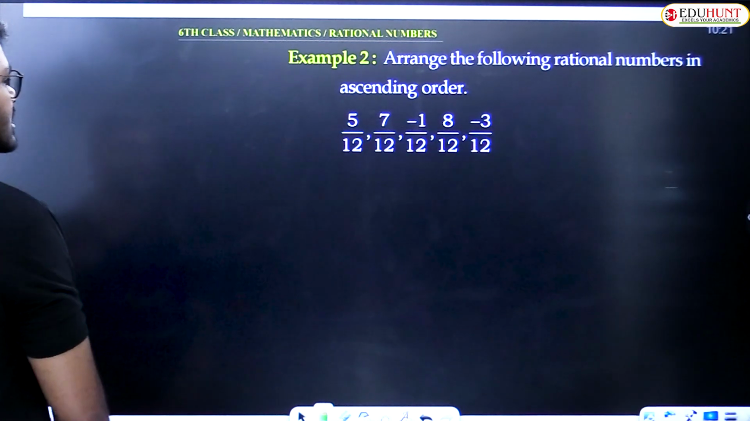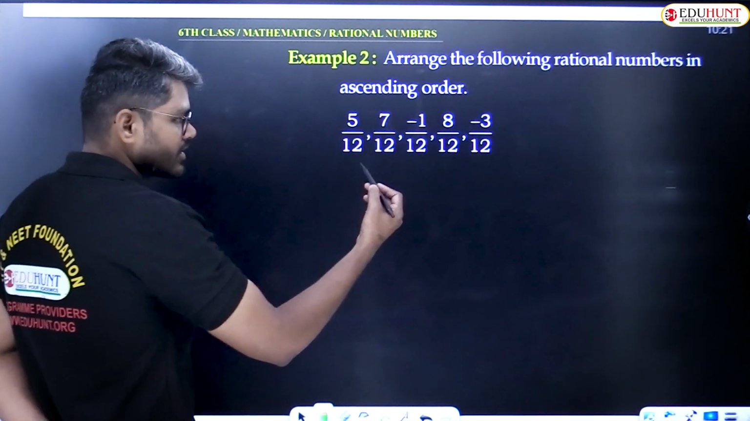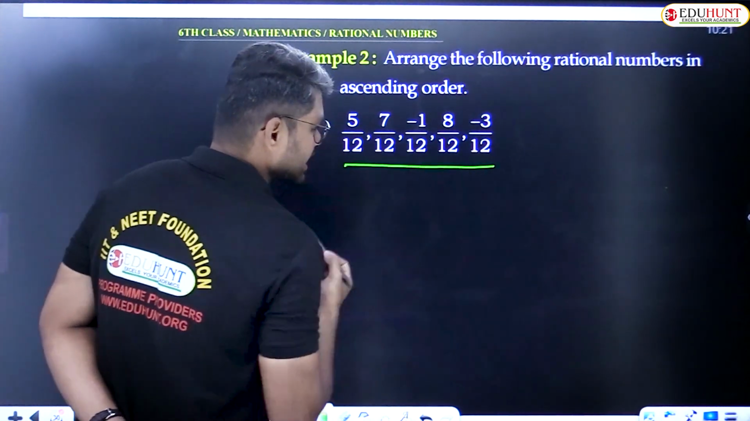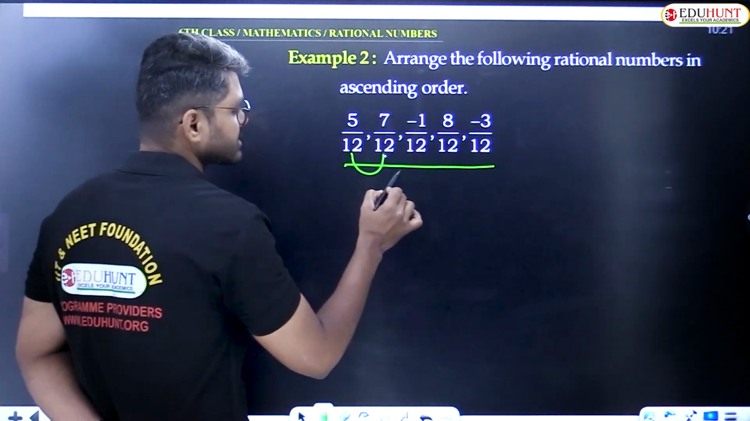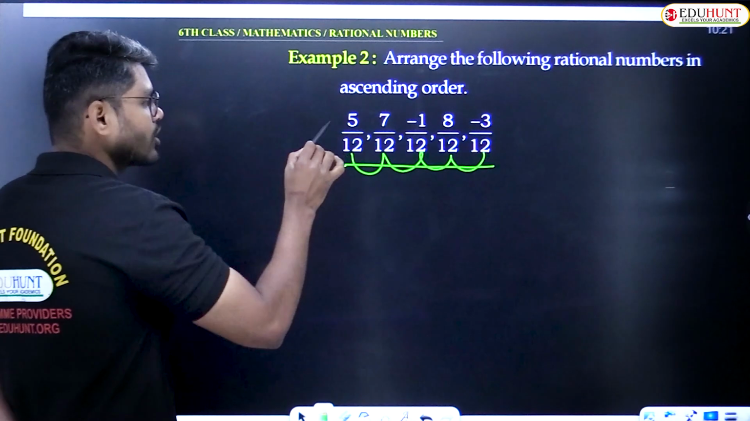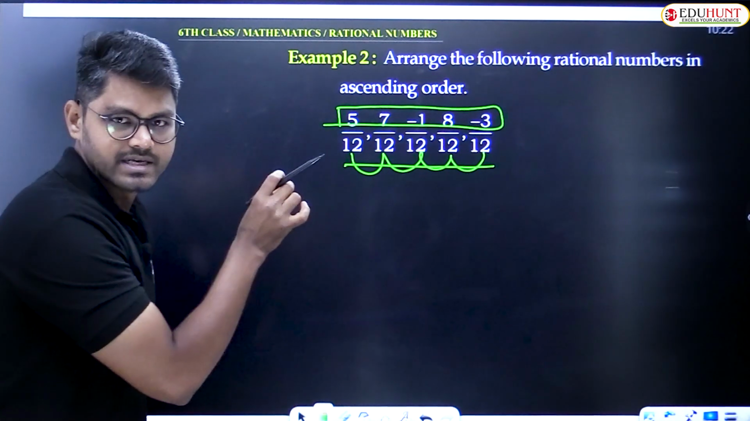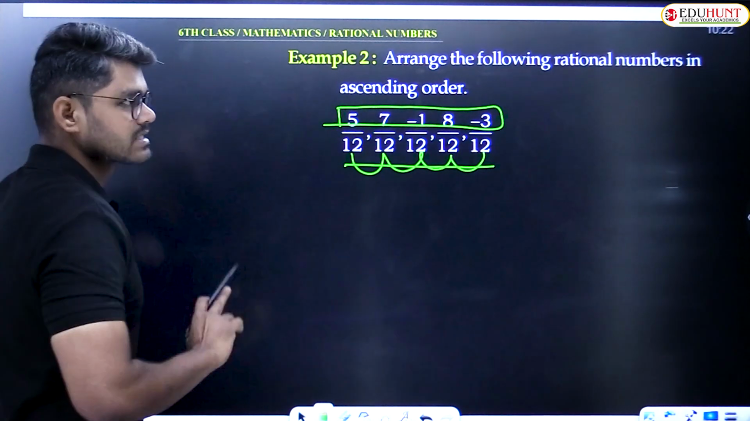Arrange the following rational numbers in ascending order. If we observe these rational numbers, all these are like fractions. That means denominators are same. Now we can consider only numerators. Whichever the smaller number is there, that fraction is the smaller number.